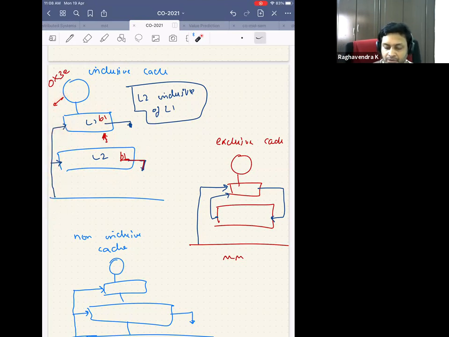What does inclusive cache do? It says, when I bring a block from the main memory, I keep it in all levels of cache. So I keep it both in L1 and L2. So L2 is inclusive of L1.